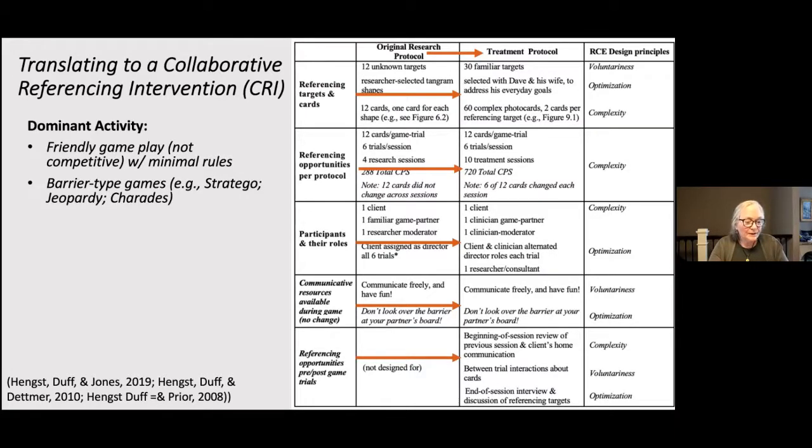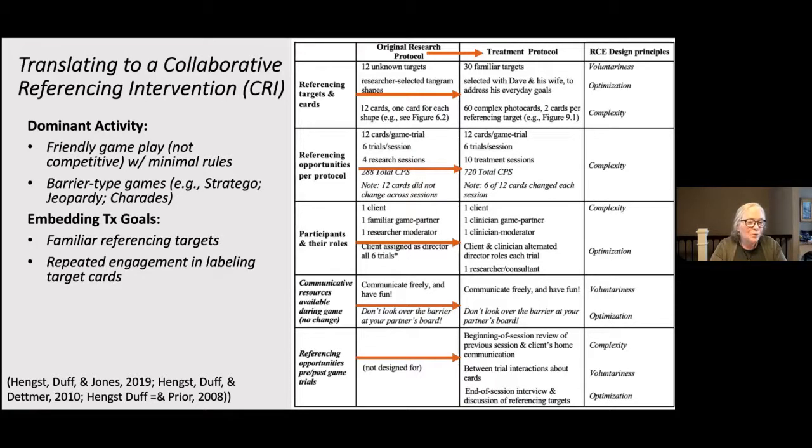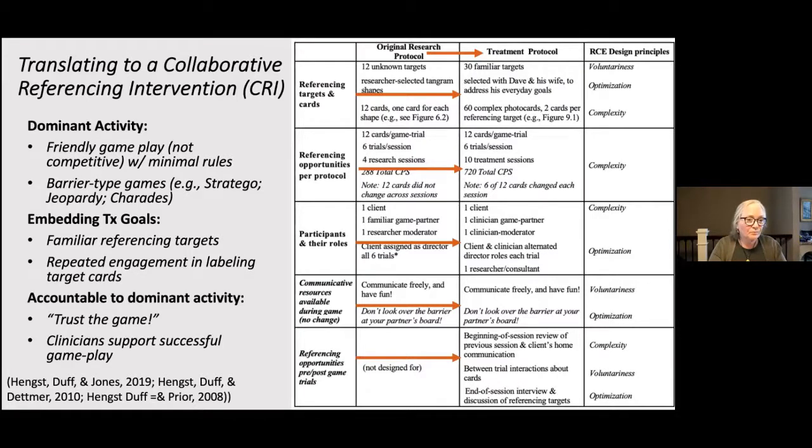So another way to think about this is for this translation, our dominant activity was friendly gameplay, not competitive, with minimal rules that allowed them to adapt and change it. And we've sort of modeled it on other types of barrier games like Stratego, Jeopardy, and charades. We embedded treatment goals in it by using familiar referencing targets, taking individual photos for each pair, and tapping into the repeated engagement of labeling cards that was part of the gameplay. And we worked with the clinicians to be accountable to the dominant activity. Trust the game became our mantra. Clinicians supported successful gameplay, both in their roles as the game partner and as the moderator between. There was no such thing as cheating.